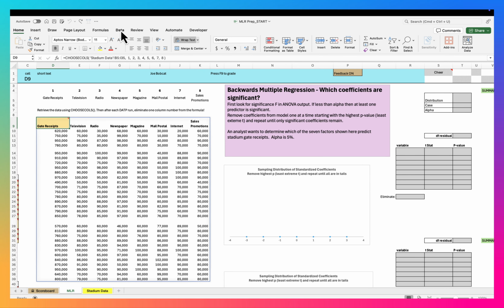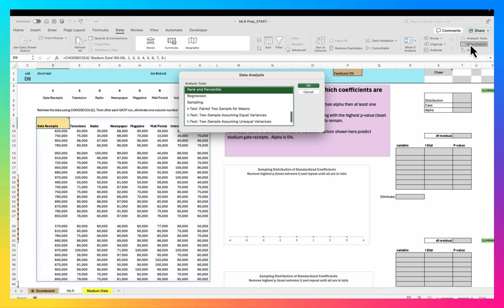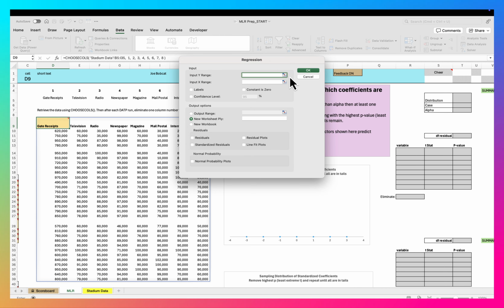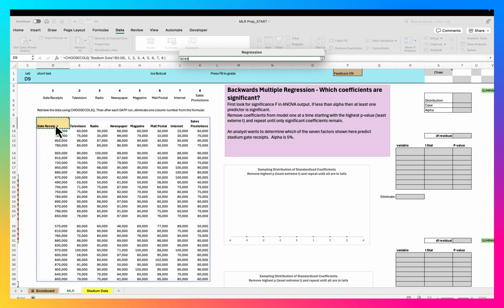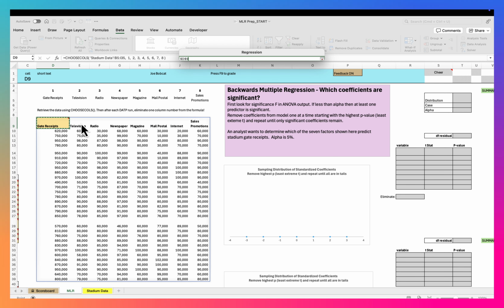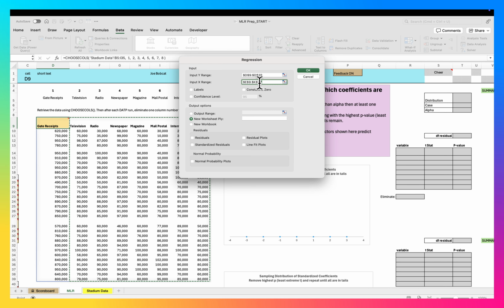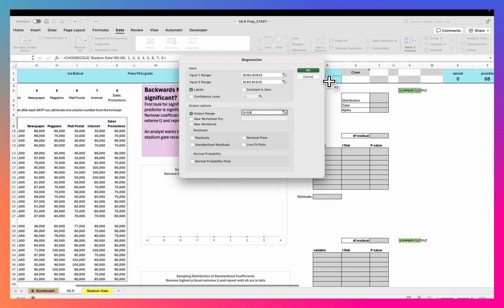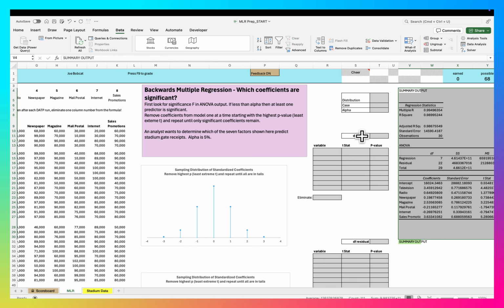So let's go ahead and run our Data Analysis ToolPak. So we go to Data and go to Data Analysis and pick Regression. And our Y range, what's being predicted, are the gate receipts. So we highlight gate receipts and then all the way down that whole column. And our X range are going to be all the other columns. So starting with, it's having a hard time highlighting for me, TV, all the way down. And we do have labels. And our output range is going to be over here, where it says summary output. Click OK. And now we've got our output.